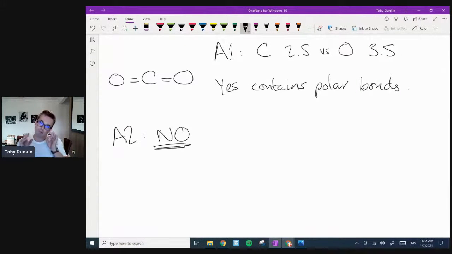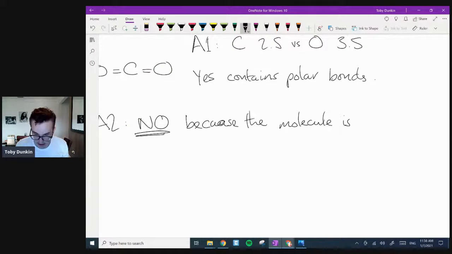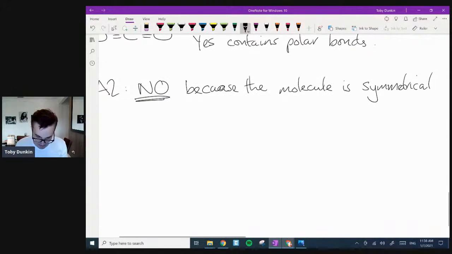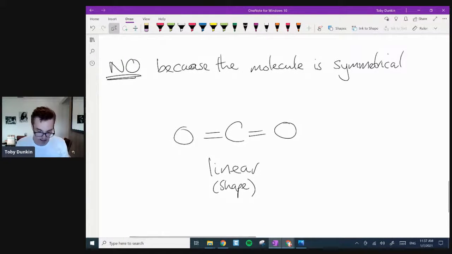Okay. The answer is no. So we need to now explain why. The reason is no, because the molecule is symmetrical. Let me explain what that means. If we draw this molecule out, carbon dioxide, you actually need to know this: it is linear in its shape. You learn shapes with me after this, by the way. When we get to the end of bonding on covalent, we then drop into shapes of molecules. And this is linear. What that means is that we can label the delta plus and delta minus.